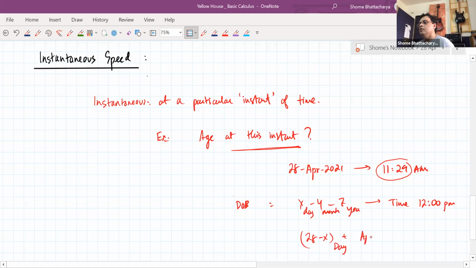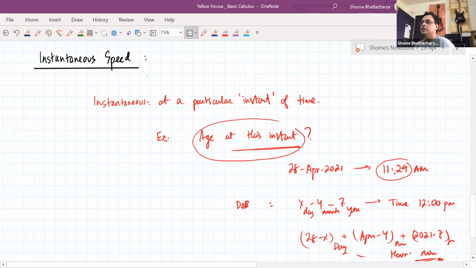I'll be able to tell that it's 28 minus X days, plus April minus Y months, plus 2021 minus Z years, and like this so many hours and so many minutes. So I'll be able to tell my instantaneous age up to a certain number of minutes if I know the time in minutes. I'll be able to say that it is N1 years, N2 months, N3 days, N4 hours, and N5 minutes. So the precision of my answer is up to minutes.